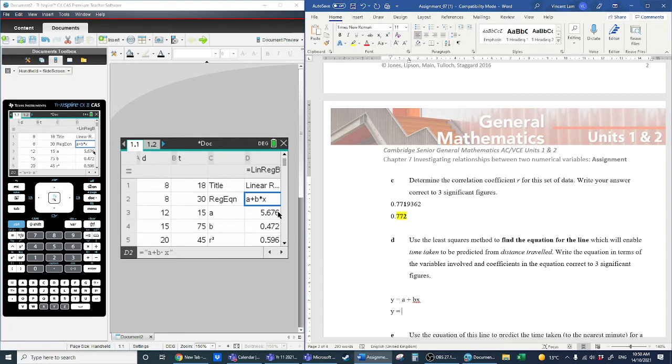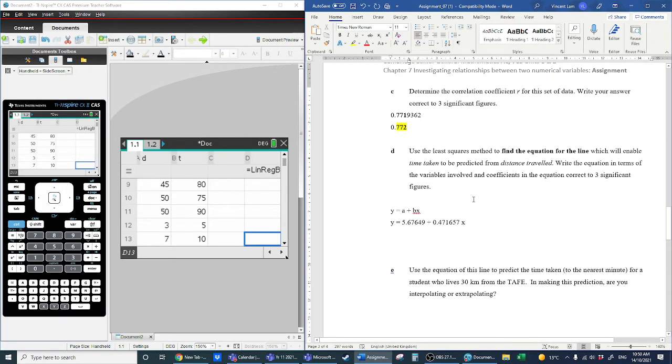A is that number there, which is 5.67649. As you can see, that's down here. It's always good to write more decimal places to start, and then just cut it later on. So 0.471657 x. So that's the first part, which is great.